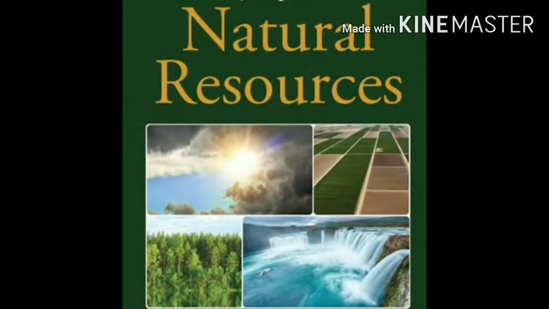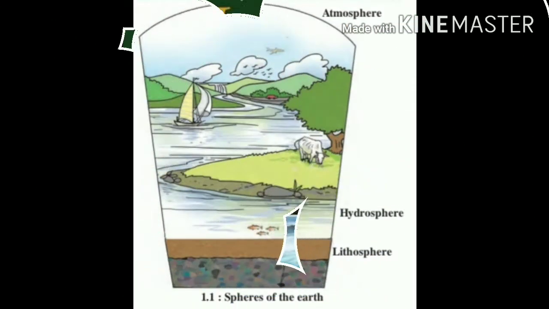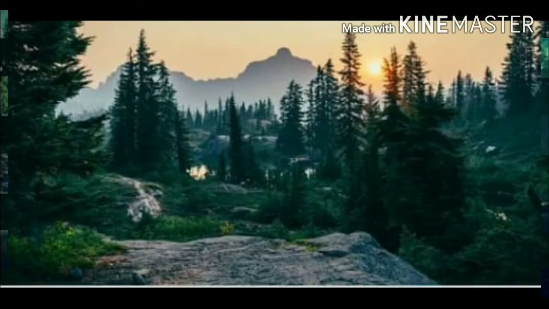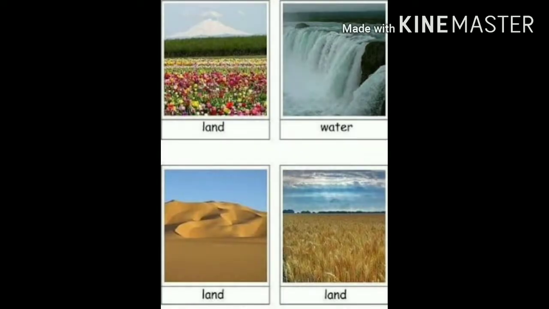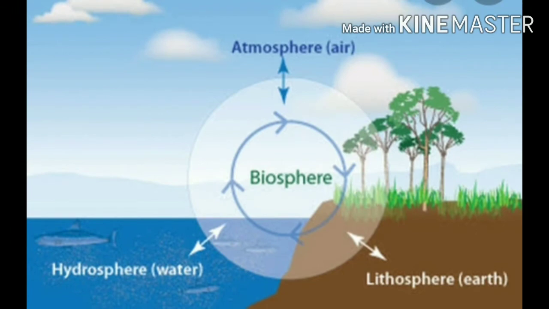Today, we are going to study about natural resources. The resources that exist in the world naturally are called natural resources. For example, sun, water, air, soil, etc. All the living things on earth are associated with air, water, and land. These three resources make the three spheres of the earth, which are atmosphere, that is air, hydrosphere, that is water, and lithosphere, that is land.